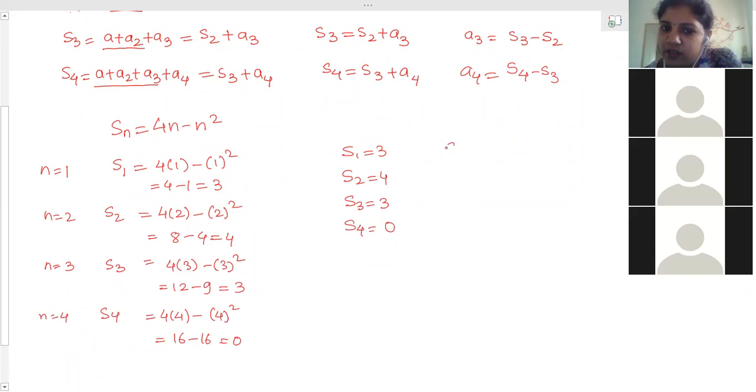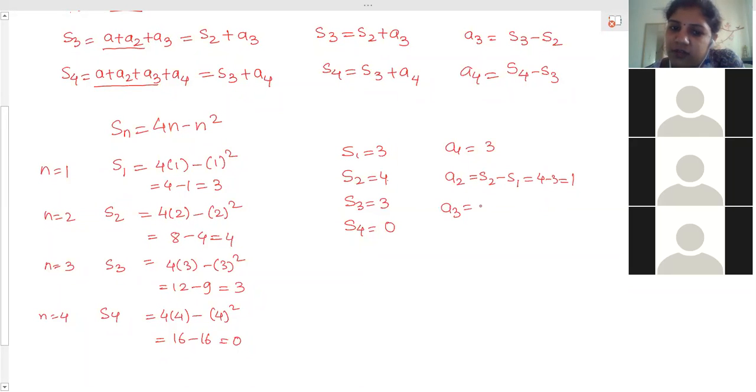S1 is equal to A1, so the value of A1 is 3. What is S2? A1 plus A2 is S2. So what is A2? A2 is S2 minus S1. That is the next term, the sum of two terms minus the sum of one term. That is 4 minus 3, which is equal to 1.